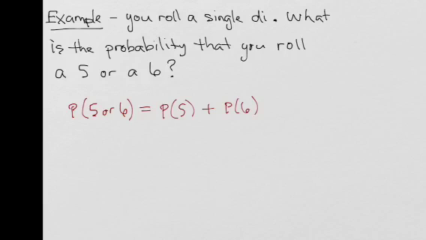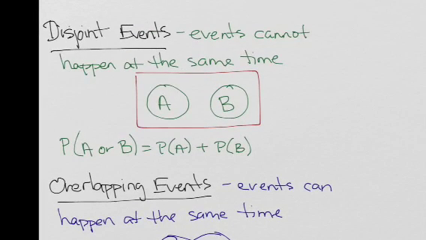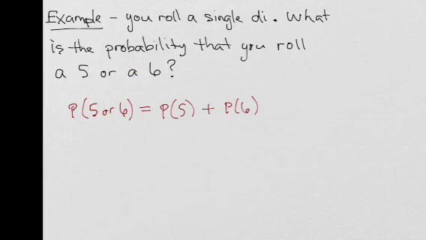But I can't be a 5 and a 6 at the same time. There are no rolls that have both numbers on the same side. So this would be a disjoint event. You cannot be a 5 and a 6 at the same time, so I don't have to subtract out anything because there is no overlap. So the probability of there being a 5: 1 out of the 6 faces on a die is a 5. And a 6, same thing. 1 out of the 6 faces on the die is a 6.